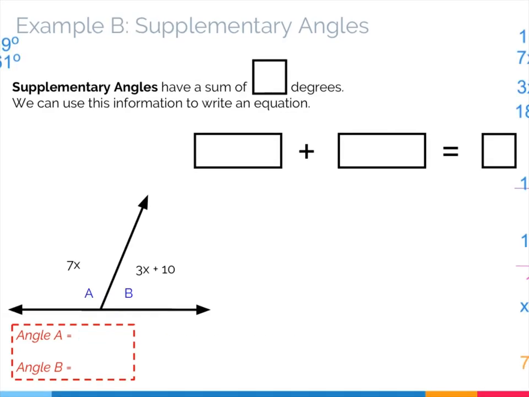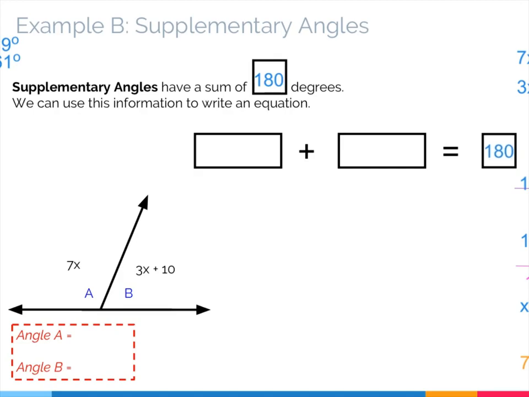Here we are at example B, and it's talking about supplementary angles. Remember, supplementary angles have a sum of 180 degrees. We can use this information to write our equation. So just like last time where we took our two angles and then we knew they were going to equal 90, so we set up our equation. This time we know they're going to equal 180, so we're going to have our equation equal 180.